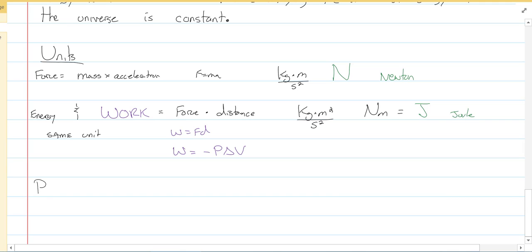Also power, just so we get there, is energy or work over time, which is a kilogram meter squared per second cubed, which is the same thing as a joule per second, or a capital W, which is a watt.